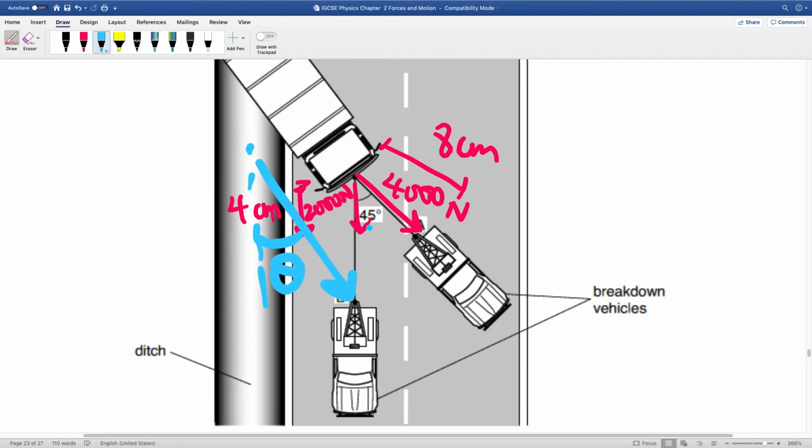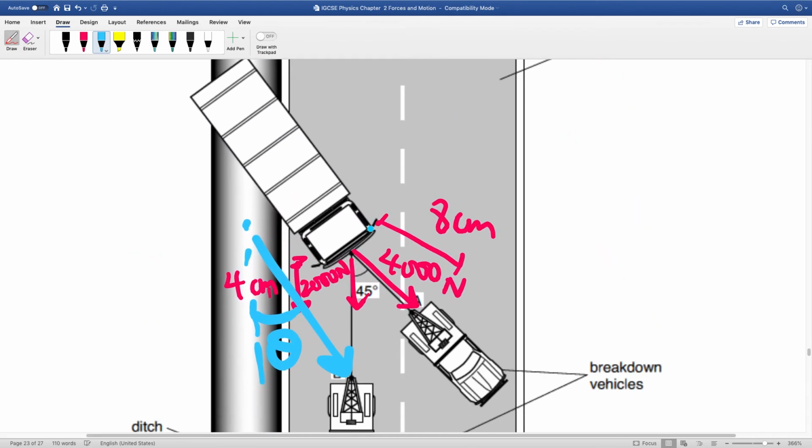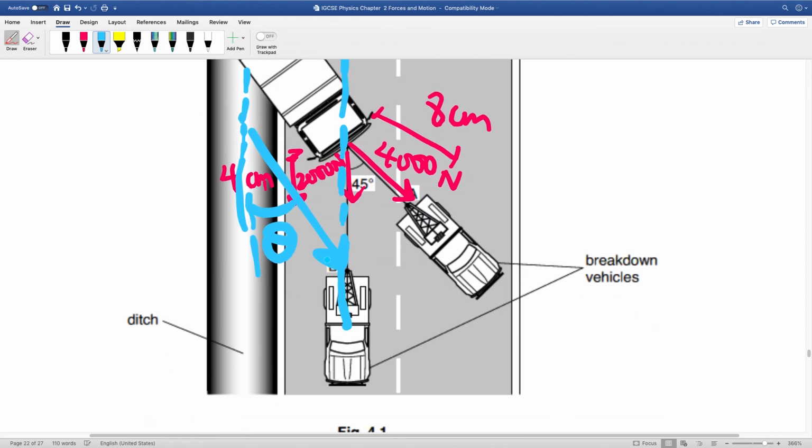Wait, that's the road? The direction of the road here. That's a ditch. They're parallel, they're the same. Same angle. So right, that's the end for today. See you tomorrow.